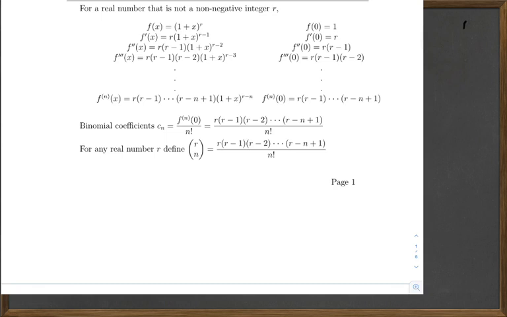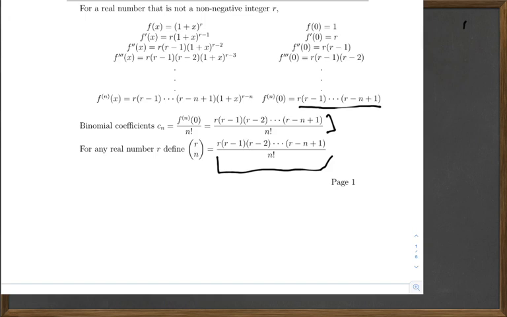Okay. So when we're looking at our binomial coefficients, these are our Taylor coefficients. C sub n is equal to the nth derivative evaluated at 0 all over n factorial. So here's your nth derivative right there. Okay. And for any real number r, we're going to define r choose n to be exactly the nth derivative evaluated at 0 over n factorial here. So that's how we're going to define it.